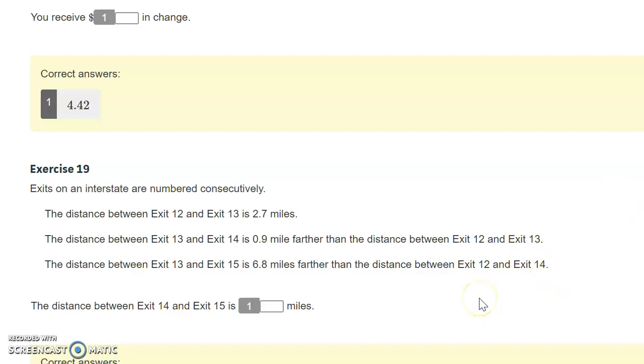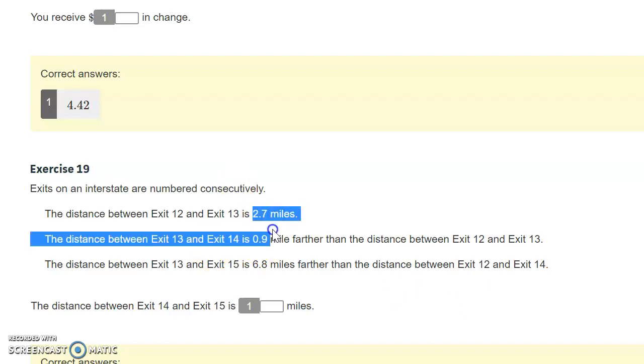This is a little bit tricky, and the only way I can do it is to walk you through it. Okay, so the distance between exit 12 and 13 is 2.7. So what I did was I wrote down 12 to 13, and I wrote equals 2.7. Then next to that, I wrote 13 to 14 is 0.9 farther than 12 to 13. So I had to take my 2.7 and add this 0.9 to it because I had to include both of those two numbers. And what I ended up with there was 3.6.